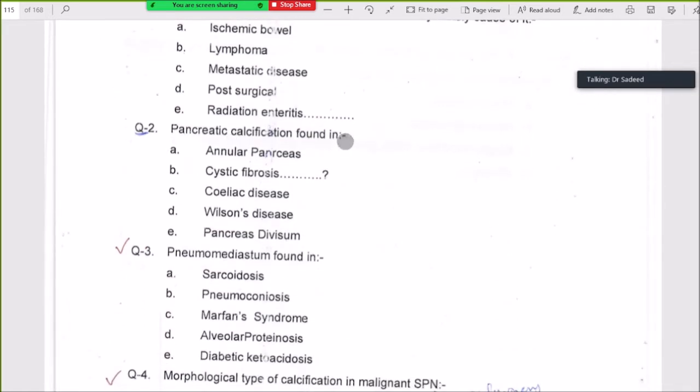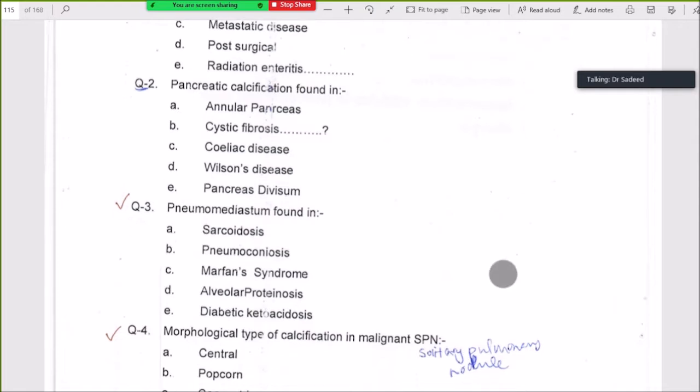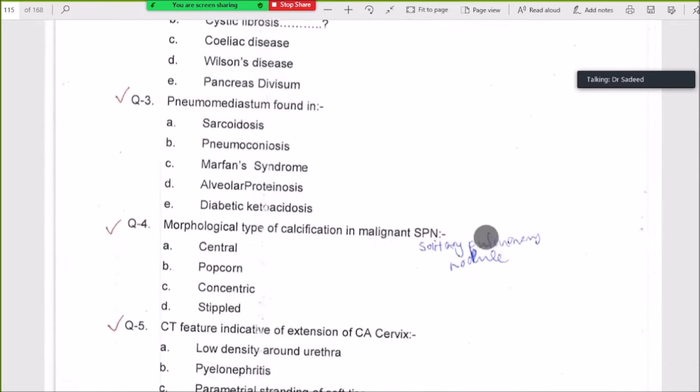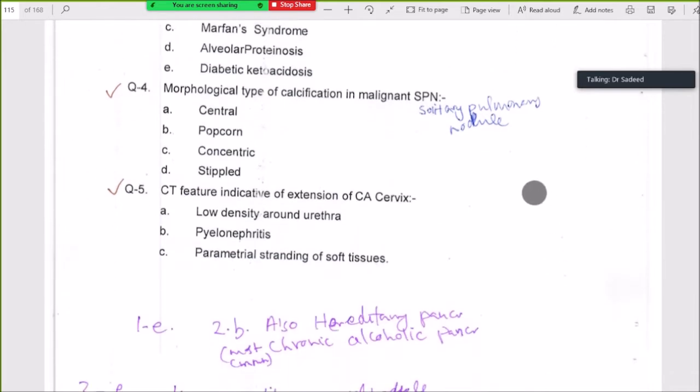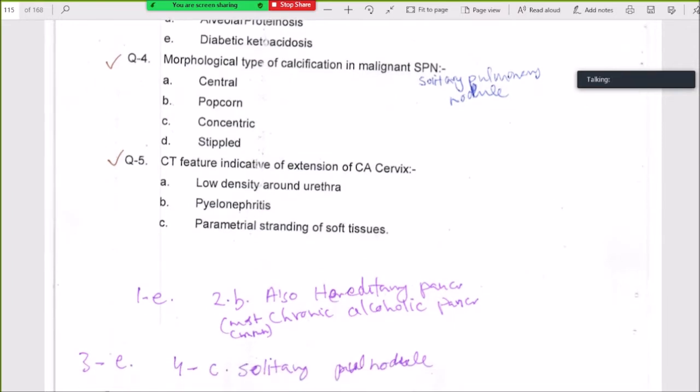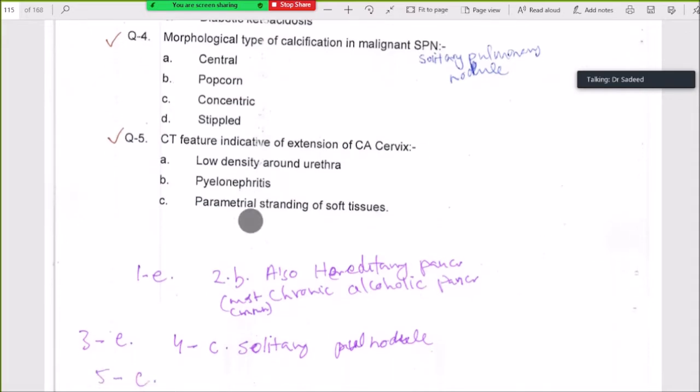2. Pancreatic calcification is found in cystic fibrosis. 3. Tumor found in diabetic ketoacidosis. 4. Morphological type of calcification in a malignant solid pulmonary nodule is concentric. Question number 5. CT feature indicating extension of carcinoma cervix is parametrial stranding.